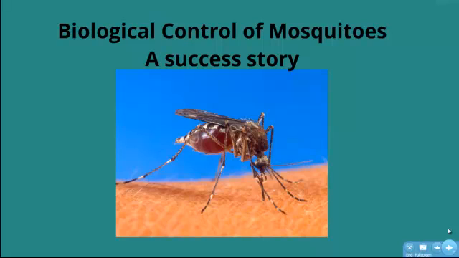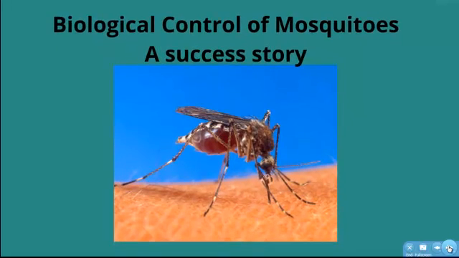This case study is about the biological control of mosquitoes. Let's take a look at the life cycle of the mosquito. Mosquitoes go through 4 stages of development in their lives.